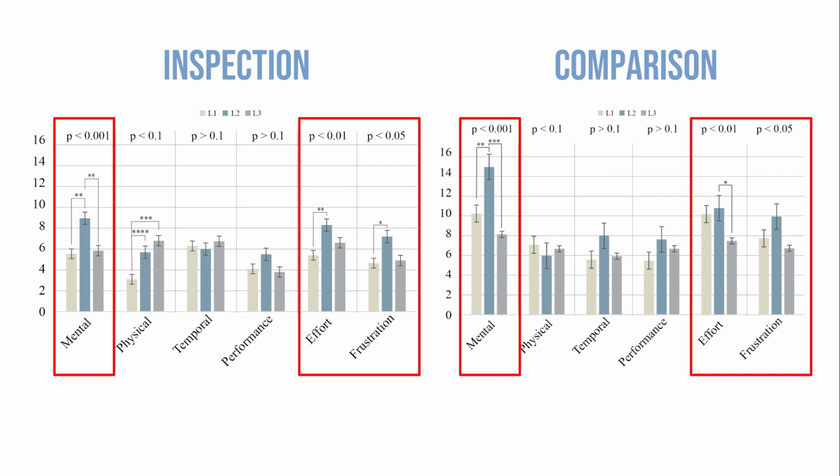Looking at both task categories, the statistics show that there are significant differences in mental demand, effort, and frustration in both inspect and compare tasks.